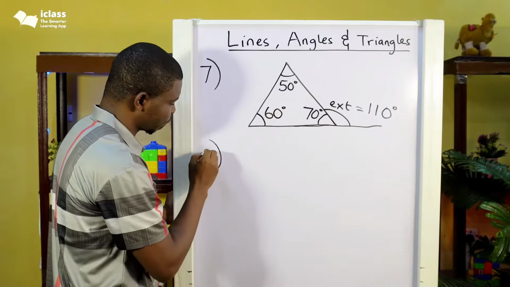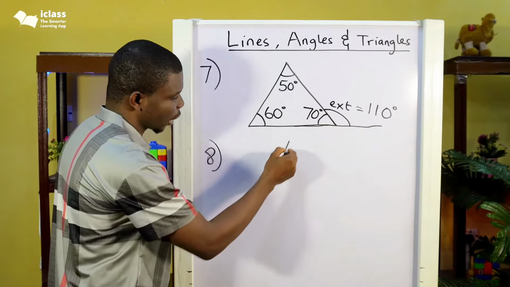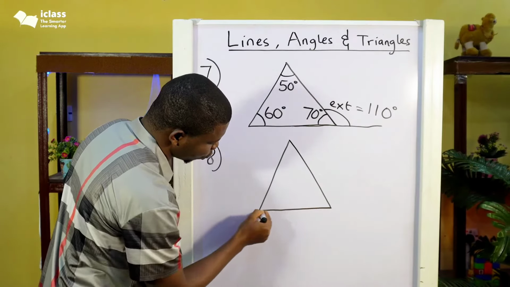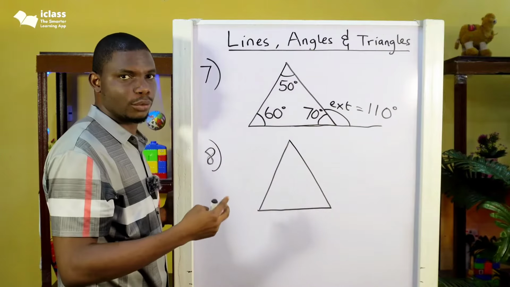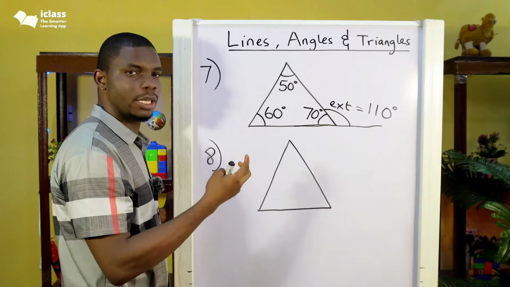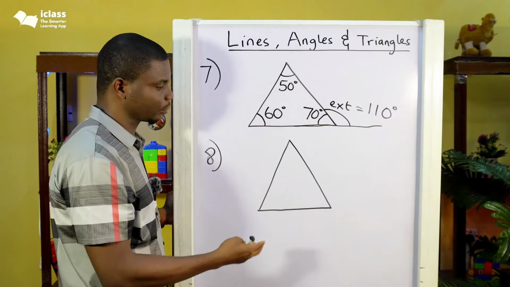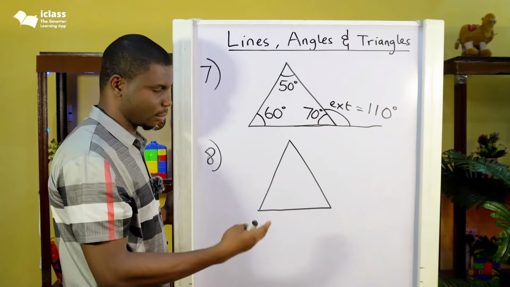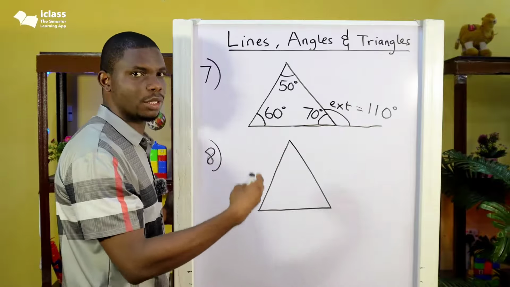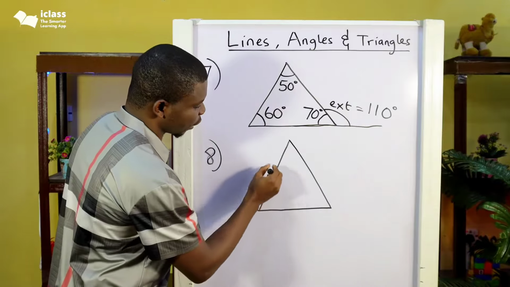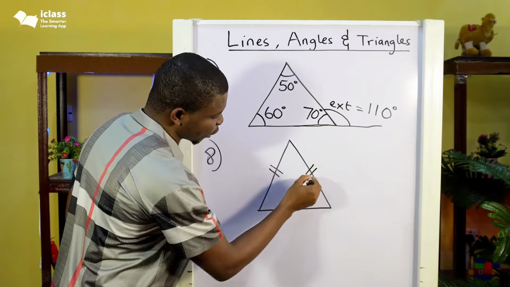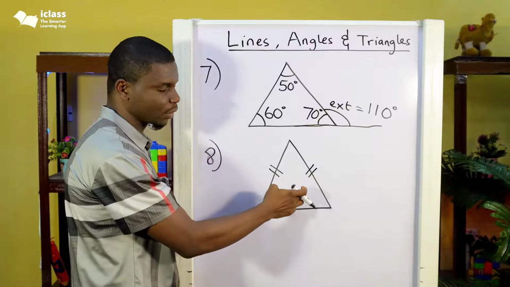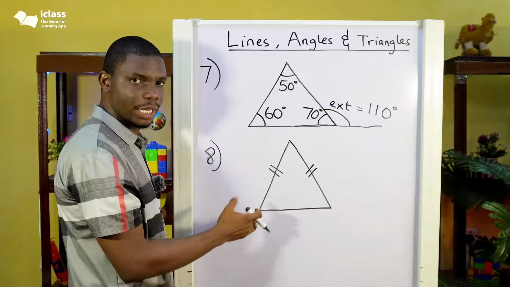Another angle I'll talk about is the angle in an isosceles triangle. You know we have three types of triangles: isosceles, equilateral, and scalene. Now, for an equilateral triangle, all the angles are equal: 60 degrees, 60 degrees, and 60 degrees. For an isosceles triangle, it has two sides equal, and also the base angles are equal.